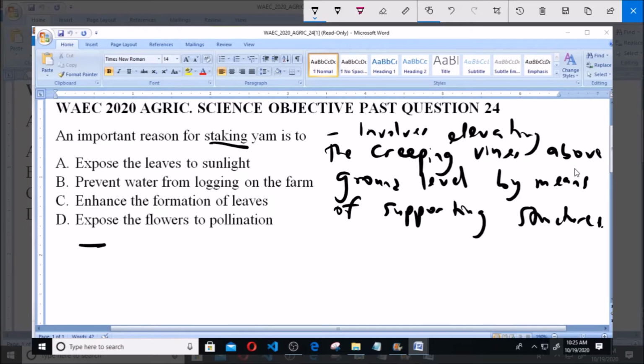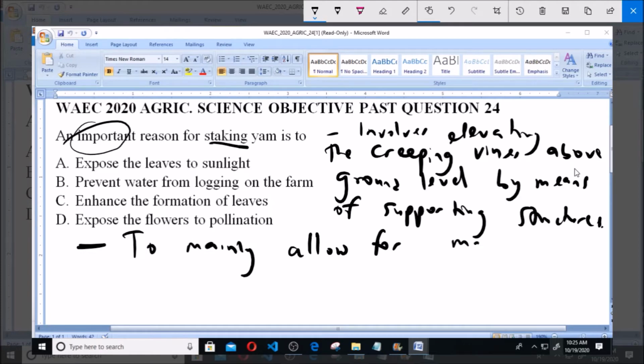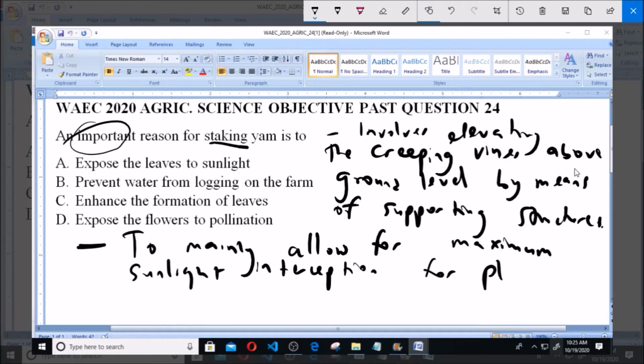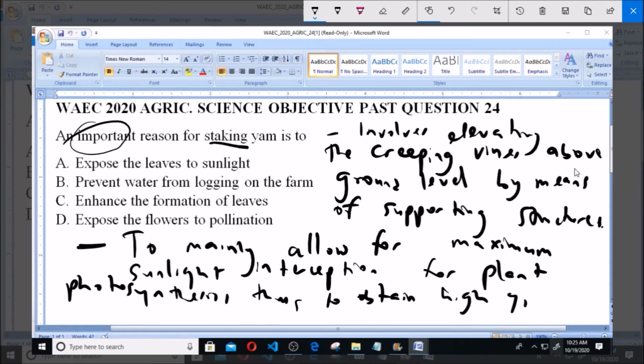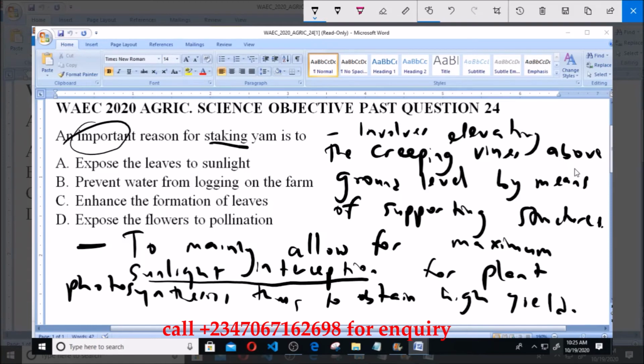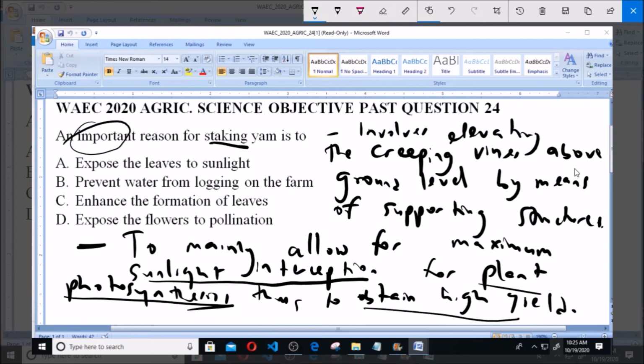Now the primary reason or the important reason for staking yam is to mainly allow for maximum sunlight interception for the purpose of plant photosynthesis, thus to obtain high yield. So elevating the creeping vines of yams above ground level enables the yam plants to intercept sunlight much more adequately and more efficiently, and this allows for plant photosynthesis, thus increasing the yield of the crops.